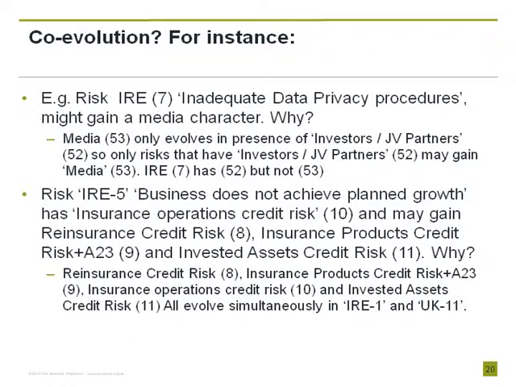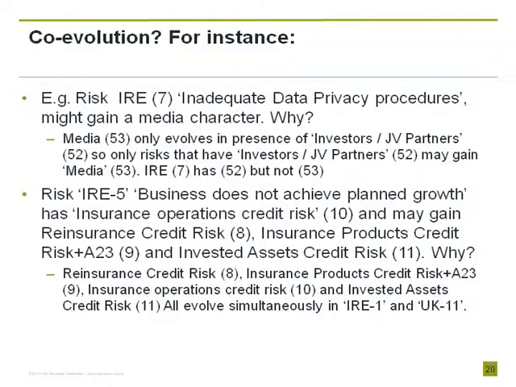We can start looking at a little bit of co-evolution, and I'll just do one of these. For example, we look at Island 9, the risk is inadequate data privacy procedures might gain a media character. Why? From the data, we can be quite strong about that, because media, which is 53, only evolves in the presence of investors and JV partners. So the risks that have that may gain media, and this has JV partners but not yet media.